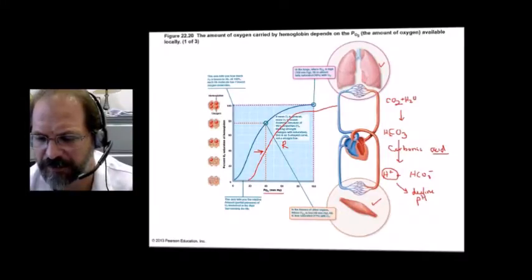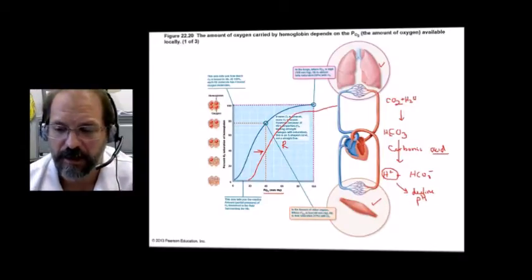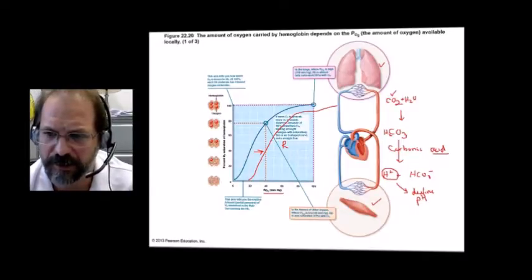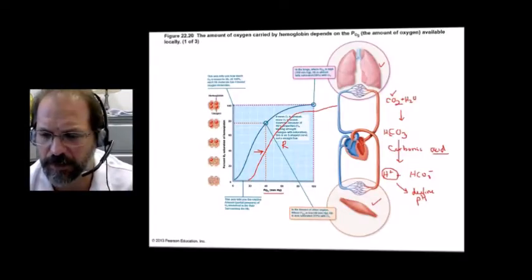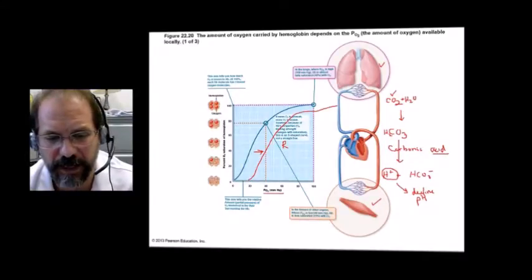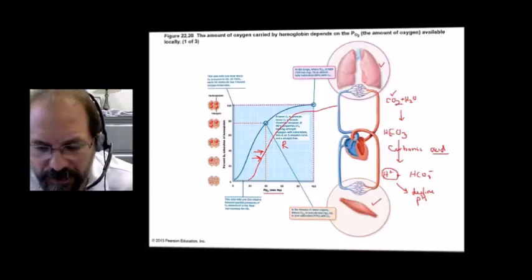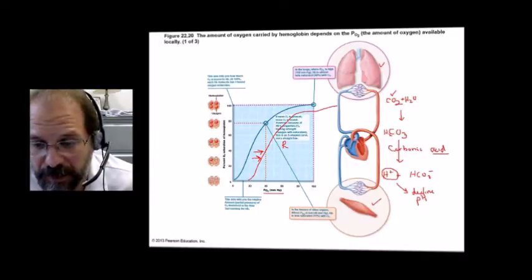Declining pH. More acidic. So actively metabolizing tissues produce more CO2, which in a roundabout way then converts to more carbonic acid, the liberation of more hydrogen ion, and a decline in pH. A declining pH shifts the curve to the right, and thereby favors the delivery of more oxygen to this metabolically active tissue. So a decrease in pH shifts the curve to the right.